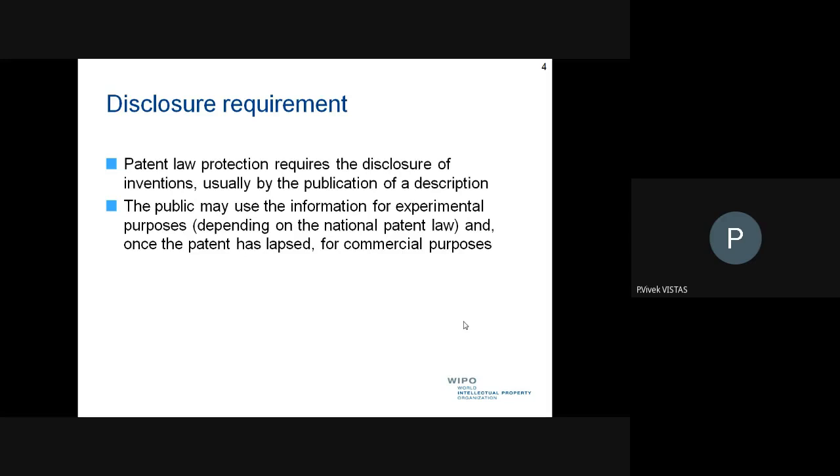So if someone holds a patent on a particular product or a new organism, it will be in force for around 15 to 20 years. Once the patent has lapsed, everyone around the world can use the particular methodology or concept for commercial purposes. That is what they are saying there.